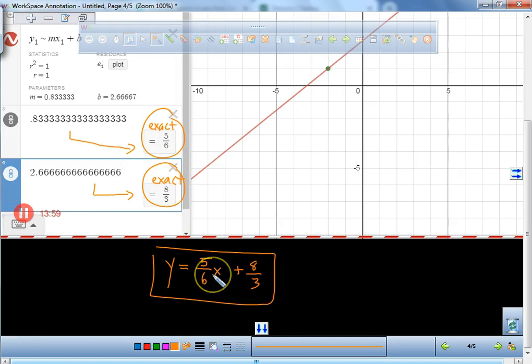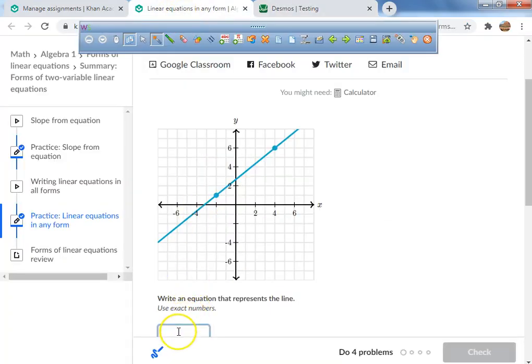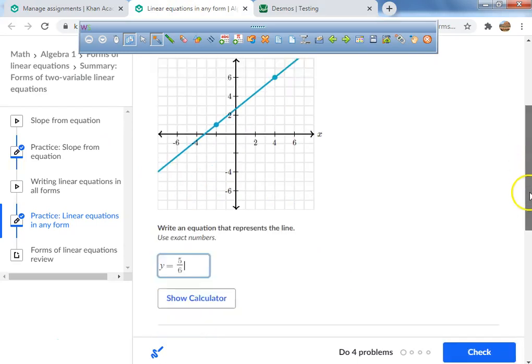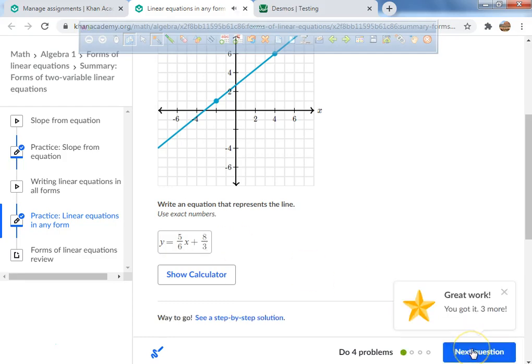So watch this. I'm going to type this in, and you're going to see that I get it correct. All right? Y equals, what was our slope? 5 over 6. I'm going to scroll down so you can see it. 5 over 6 x plus, what was our fraction? 8 over what? 8 over 3. Got it.